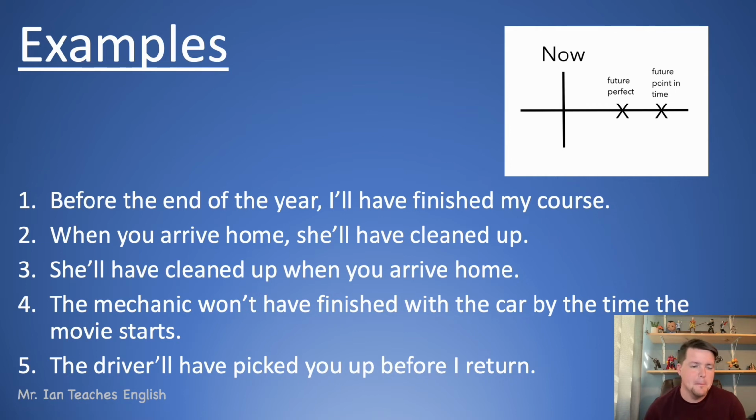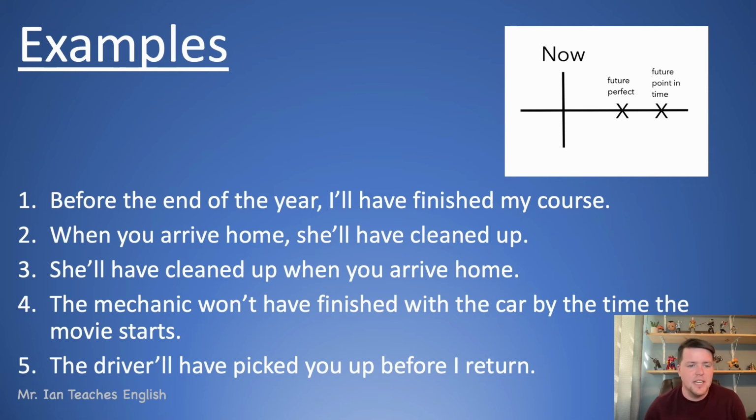Future perfect. Now, number 3 is just a reversal because I want you to see that it does not matter which one you put first. What matters is the verb tense. The verb tense tells us what happens before and what is the future point in time. So number 3, she'll have cleaned up when you arrive. Same idea. When you arrive is that future time. And what will she do before you arrive? It's in the future for us, but before you arrive home, she'll have cleaned up.